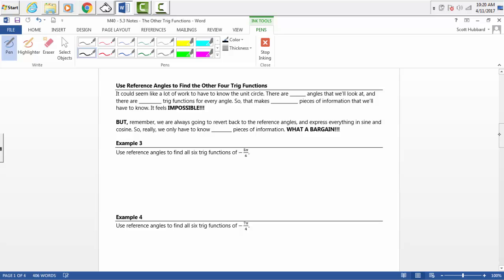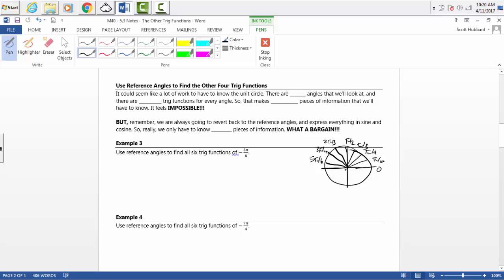All right. It can seem like a lot of work to have to know how to do all this stuff, because on the unit circle, if I draw my unit circle right here, there's an angle here, 0, and an angle here, pi over 6. There's an angle here, pi over 4, an angle here, pi over 3, and an angle here, pi over 2. And then there's all these angles too, 2 pi over 3, 3 pi over 4, 5 pi over 6. So it can just take forever. It can seem overwhelming.